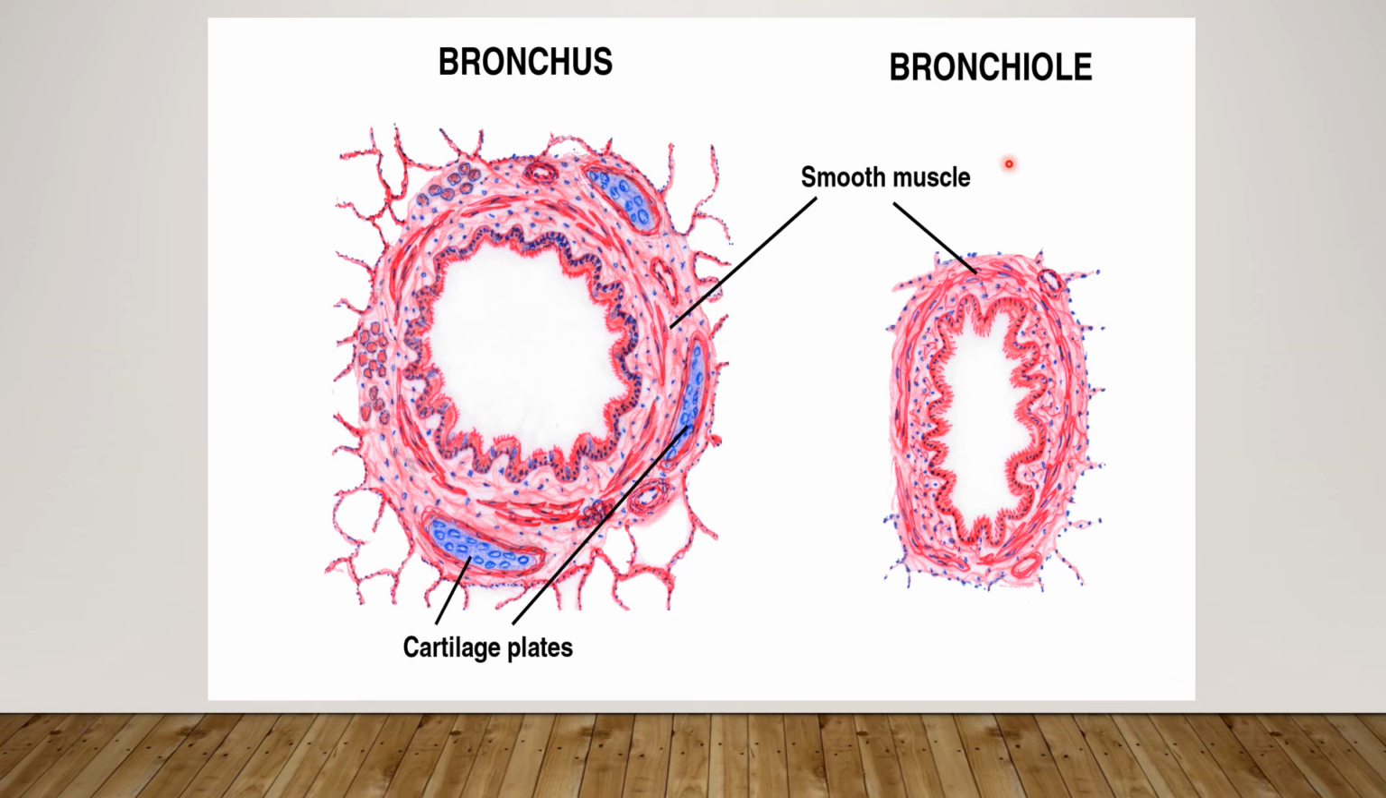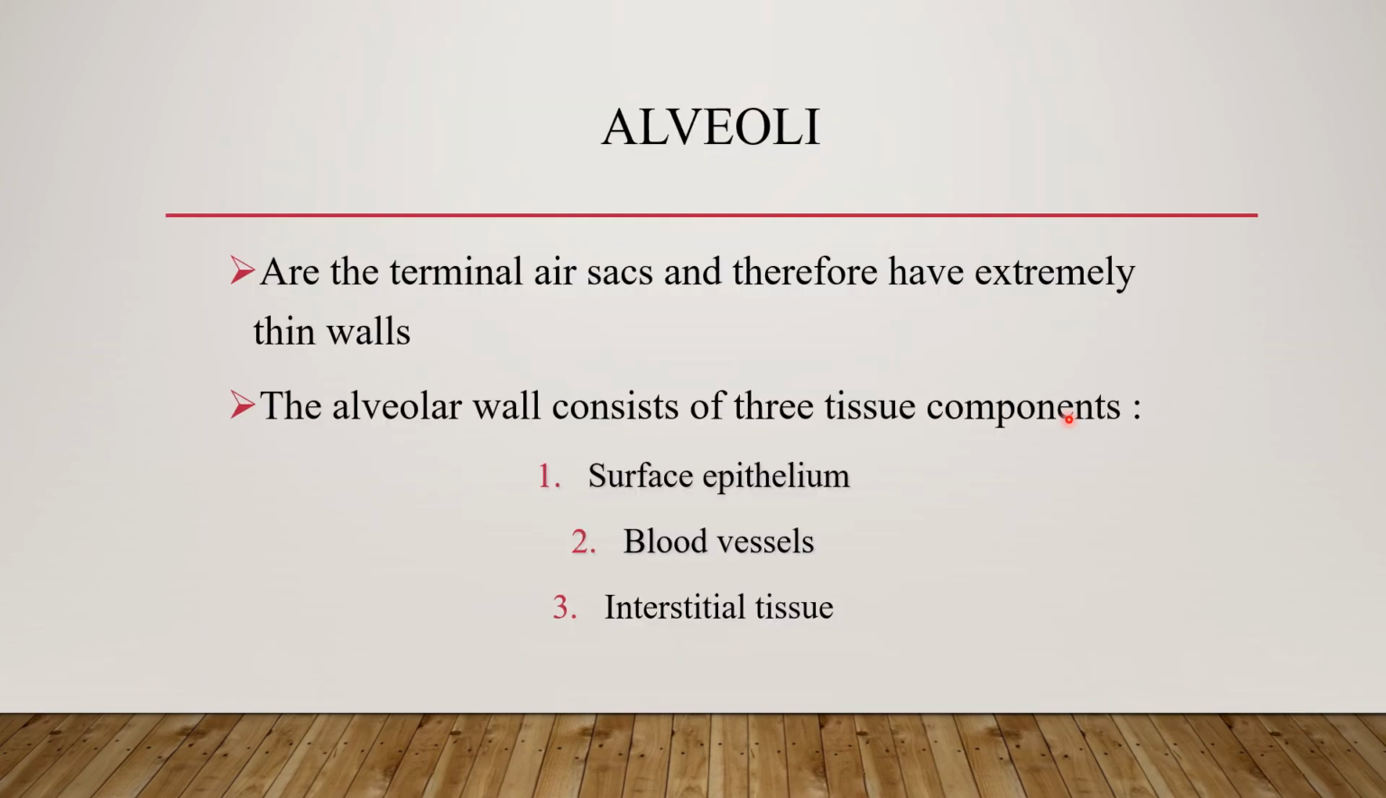So this figure shows the difference between a bronchus and a bronchiole. As you can see, this cartilage is present in the bronchus but it is absent in a bronchiole. And the other difference is goblet cells, they are present in a bronchus but they are absent in a bronchiole. Now coming to the alveoli.